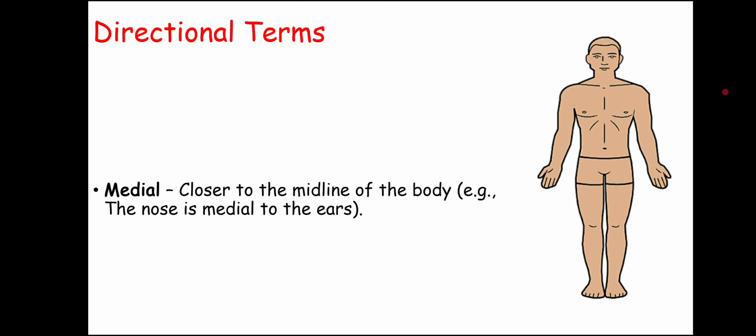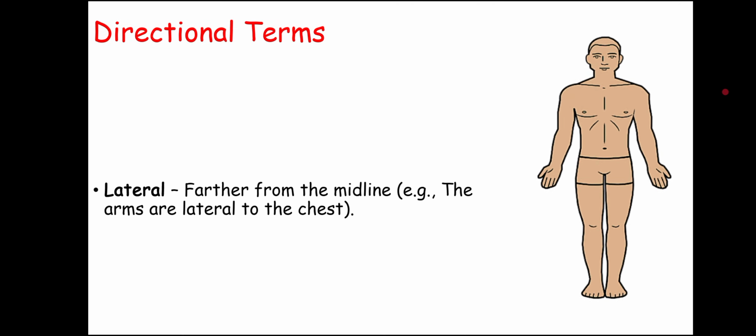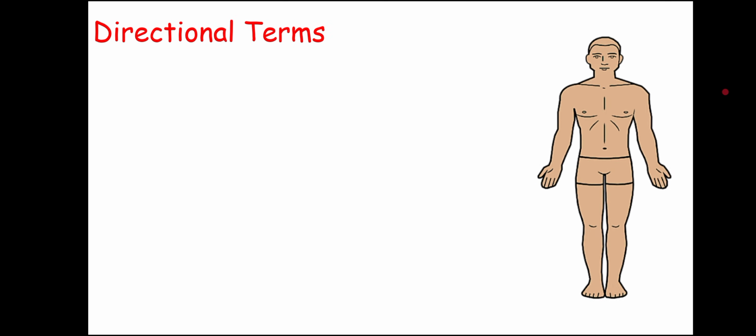The next directional term is medial. That means closer to the midline of the body, as the nose is medial to the ears. The next directional term is lateral. That means further from the midline. As we know, the arms are lateral to the chest or further from the midline.